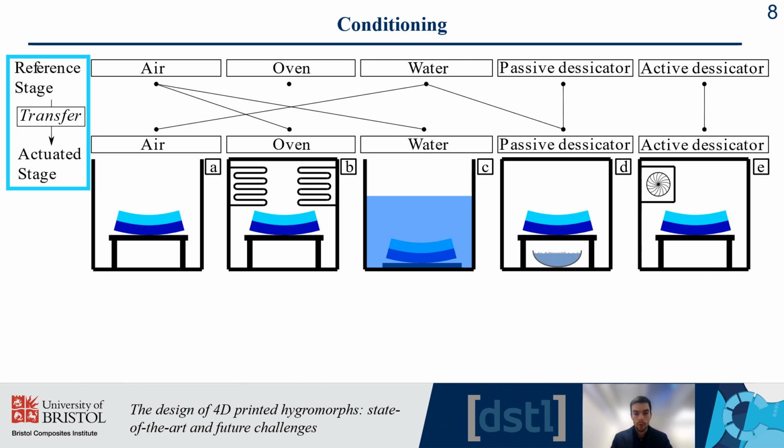So it's a two-stage process in which you have a reference stage. It's a stage in which you have your specimen and you condition it at a specific humidity, and you wait for the humidity to be homogenized inside it, and then you transfer it to an actuation stage in which the humidity is modified, and therefore this modification creates the actuation of the structures. We've been able to detect five different ways of obtaining this two-step actuation: air, oven, water, passive desiccator, and active desiccator environments. The most widely implemented is air to water and water to air.